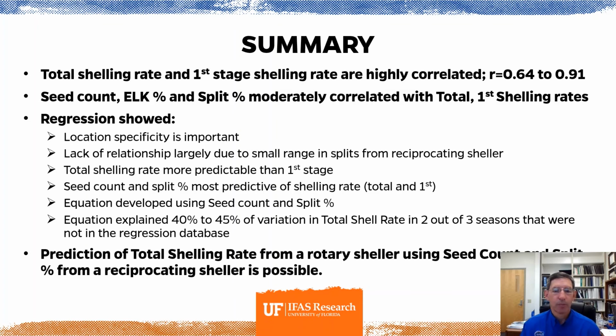Total shelling rate was more predictable than first stage shelling rate, and the two variables, seed count and split percentage, were the most predictive of total shelling rate. The equation developed using these two variables explained about 40 to 45% of the variation in total shelling rate in two out of three seasons that were not in the regression database. So it appears that prediction of total shelling rate from a rotary sheller using seed count and split percentage from a reciprocating sheller is possible.